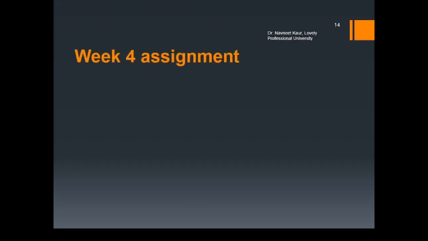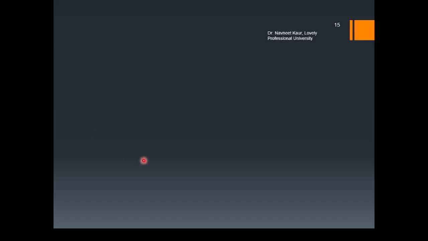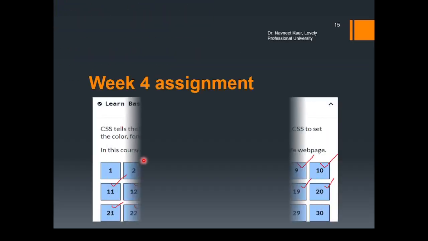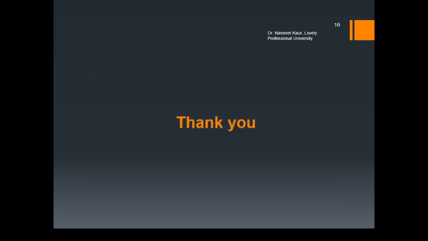Now the week 4 assignment. Go to the website freecodecamp.org and you have to cover steps 8 to 25 of Learn Basic CSS by building a cafe menu. I have included a screenshot for the same. Learn Basic CSS by building a cafe menu. The tick-marked boxes should be covered for week number 4. That's all for lecture number 4.